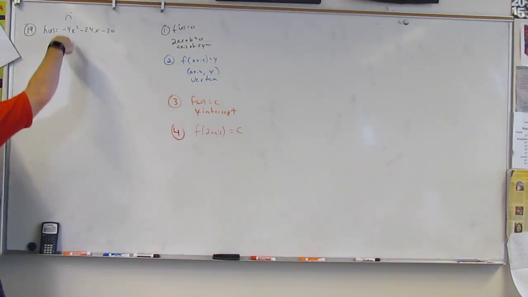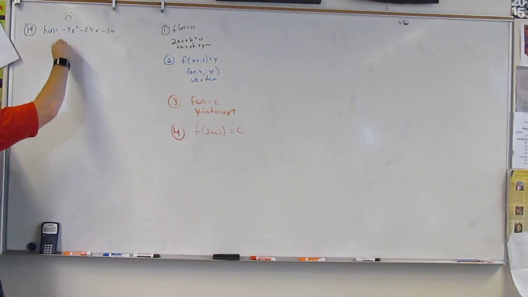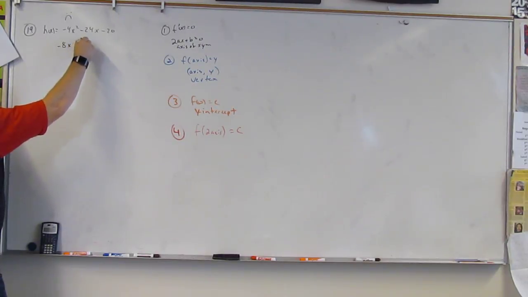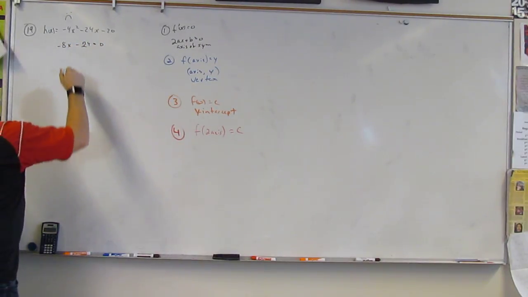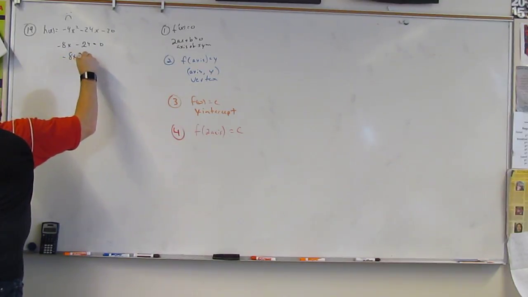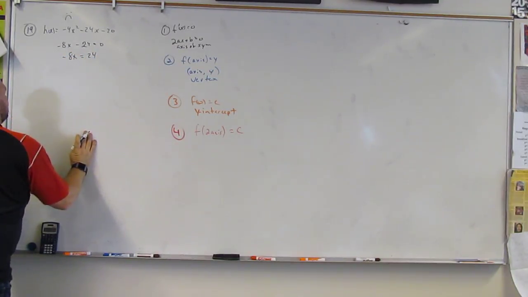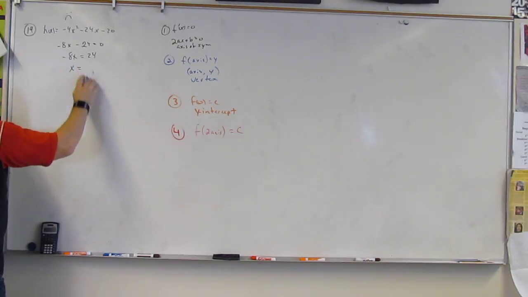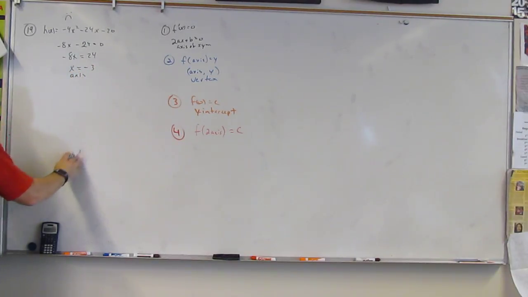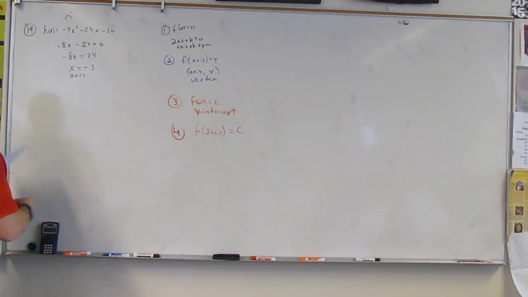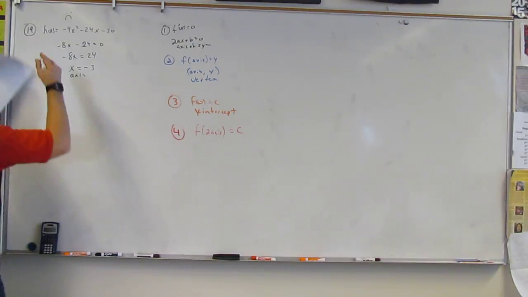All right, so that would be 2 times the front. That would be negative 8x minus 24 equals 0, right? So then negative 8x is equal to 24, right? So then x is equal to negative 3, right? There's your axis. That was easy. Okay, now let's go to plugging it in.